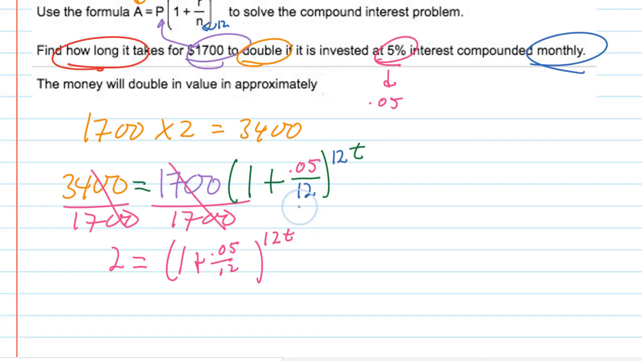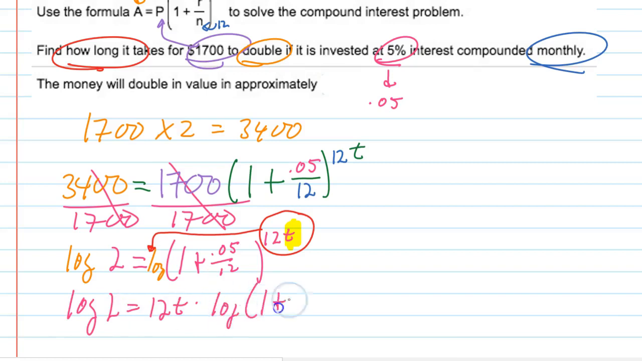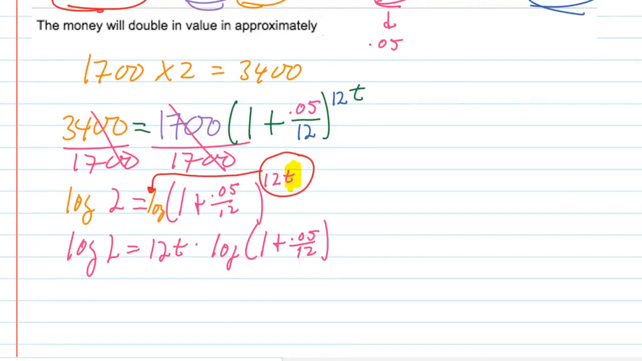Now I need to solve for the variable that is in the exponent, which means I need to bring it down somehow. In order to bring it down, I simply log both sides. Once there's a log there, I can take that exponent and move it to the front. Once it's moved to the front, I can solve for it. Well, how do I get the 12t by itself? I'm going to divide both sides by 12 and divide both sides by log. I'm going to do it one at a time.